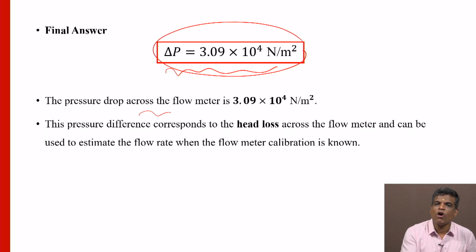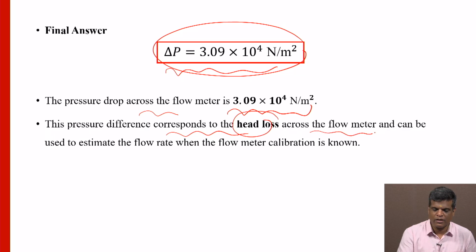So this is the pressure drop across the flow meter. We write it this way: the pressure difference corresponds to the head loss across the flow meter. That can also be used to estimate the flow rate, if you know the flow meter calibration. From there we calculate the pressure drop value. So this is a way to measure the pressure.